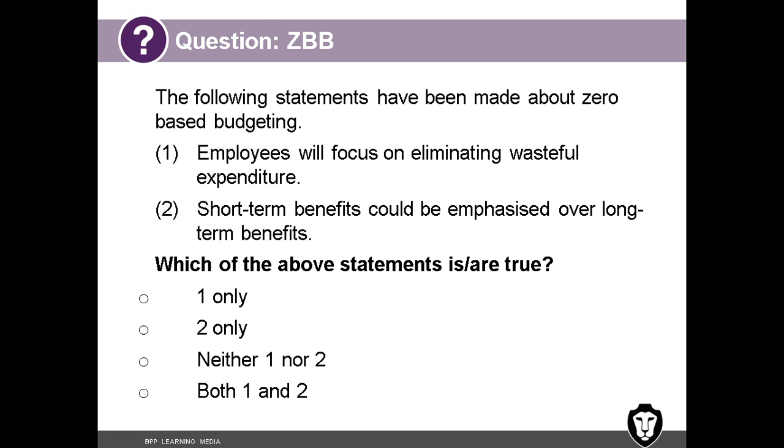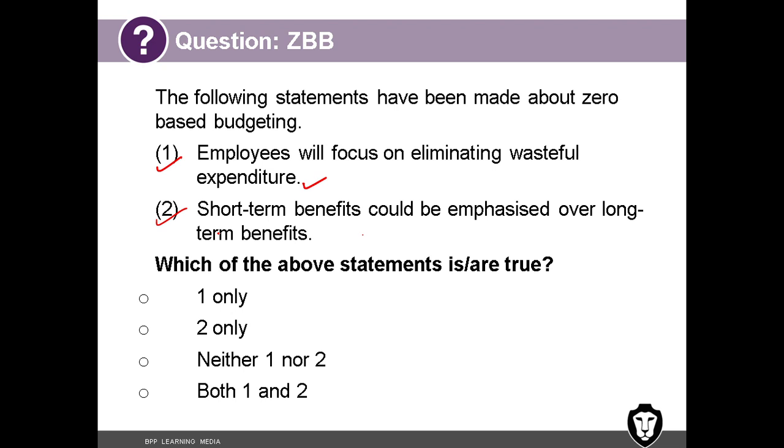The following statements have been made about zero-based budgeting. Employees will focus on eliminating wasteful expenditure. Yes. Remember I explained employees will be trained to have a mindset of eliminating waste, because they know they have to justify everything in the budget. So this is true. Short-term benefits could be emphasized over long-term benefits. That is also true, because every year you forget about what you did in the last year, you focus on that year and see what is best for that year. So what will happen, you will not be able to develop any long-term plans, long-term strategies, long-term relationships.